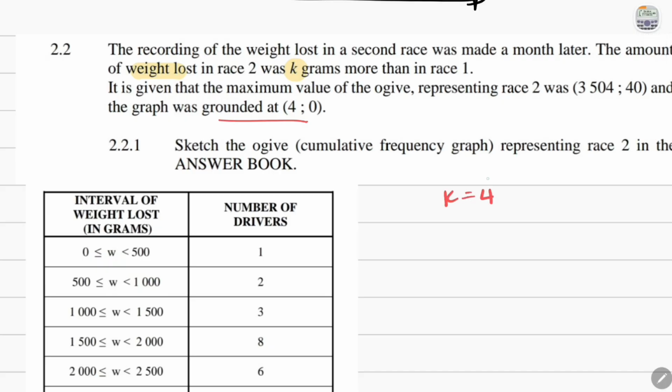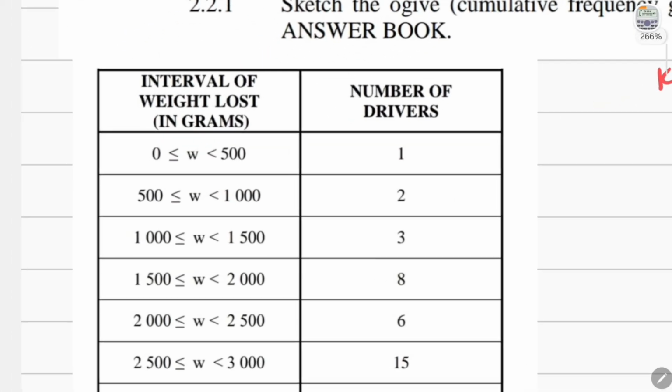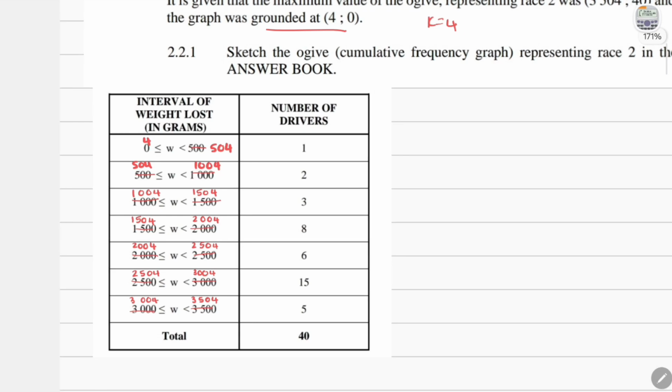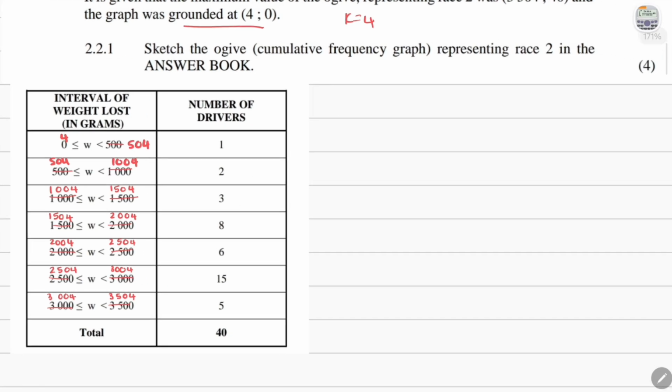Because we can see 4 is that k value that was added. K is equal to 4. That is the extra weight added. So we'll say this is 4, and then this will end at 504. And then that will be at 504, and this would be at 1004, and so on. So this is what it looks like.